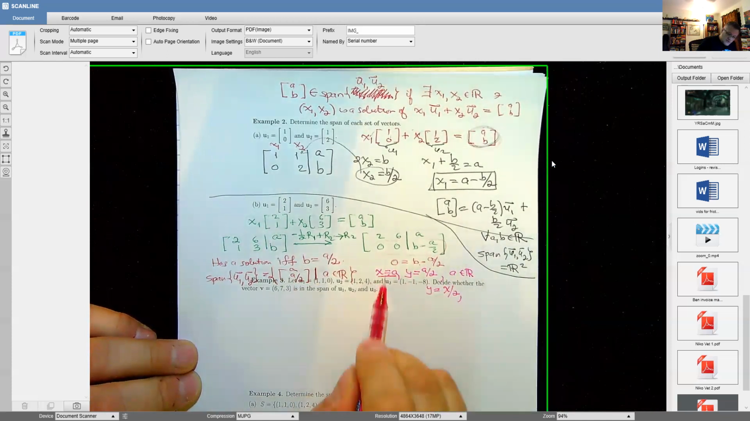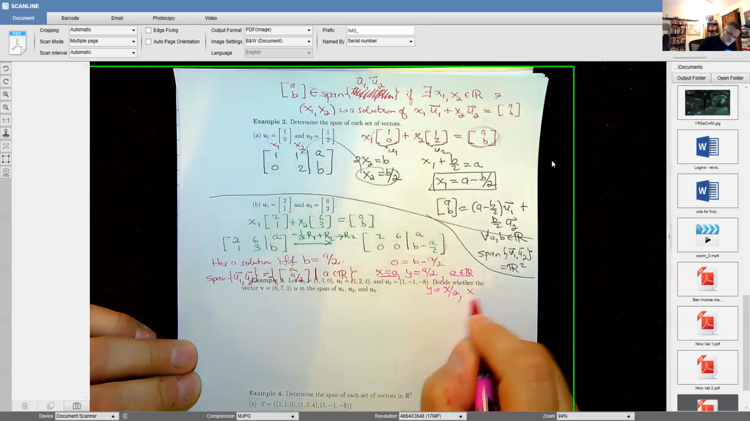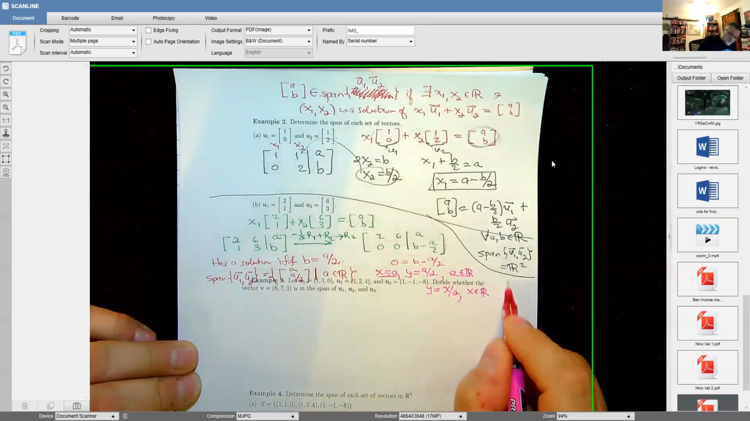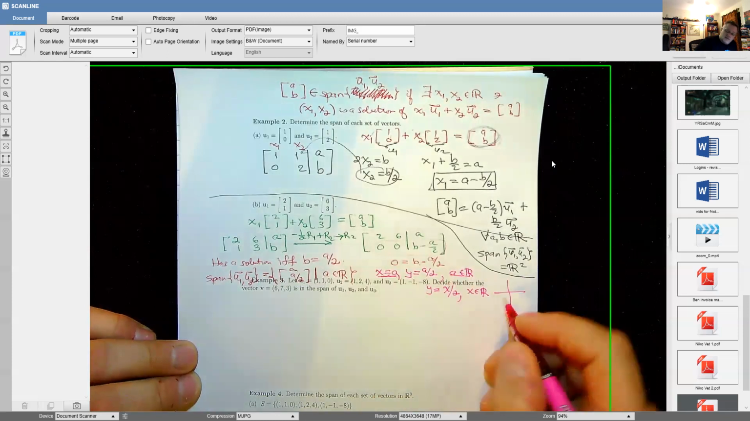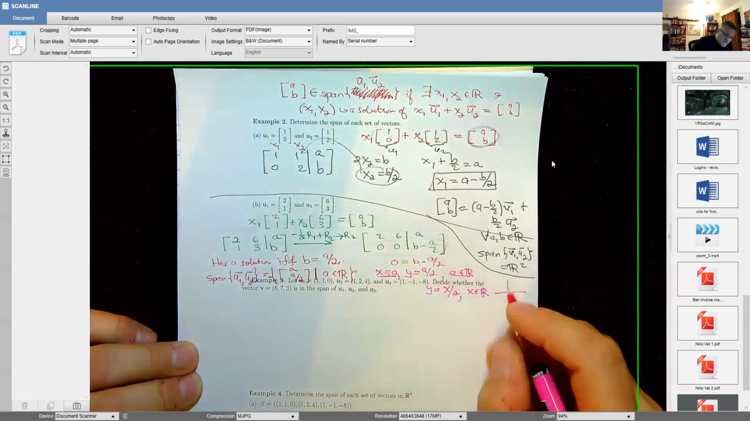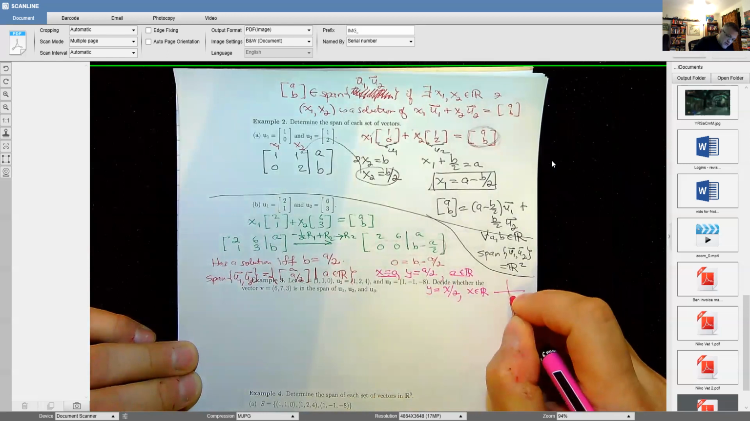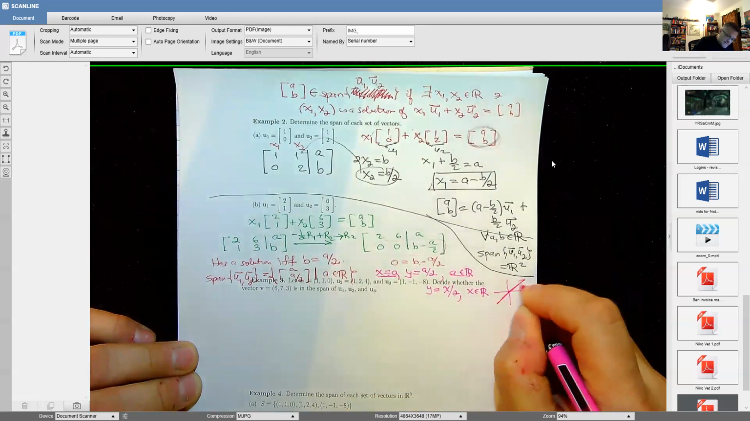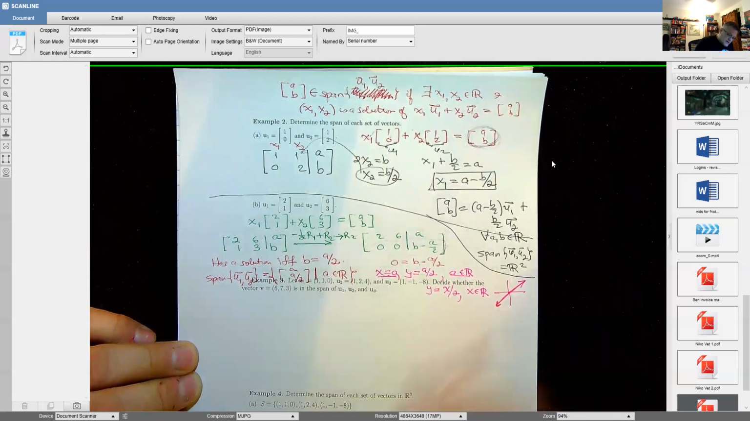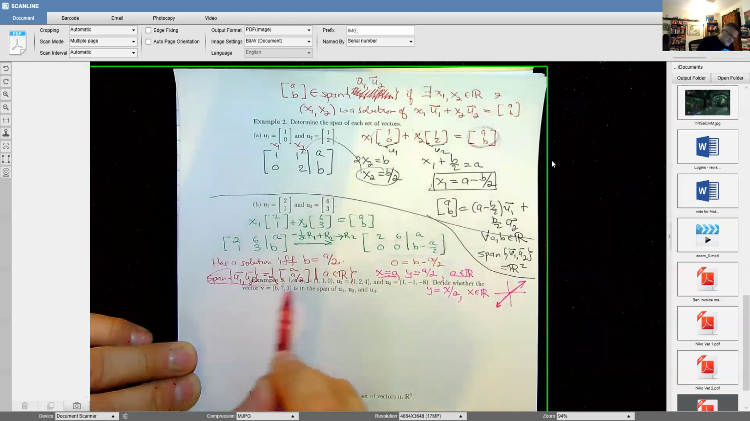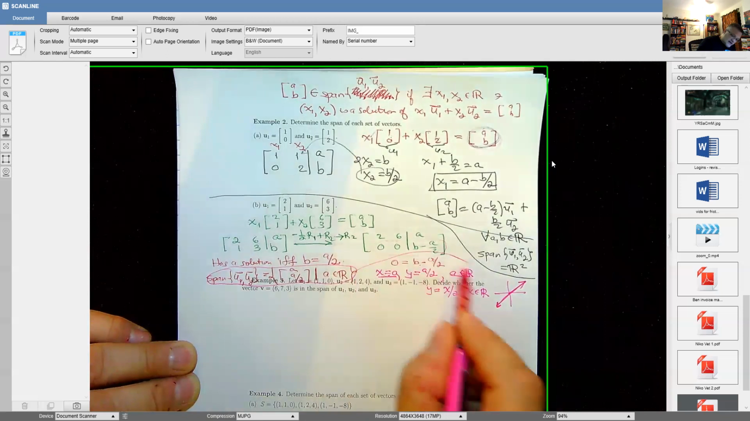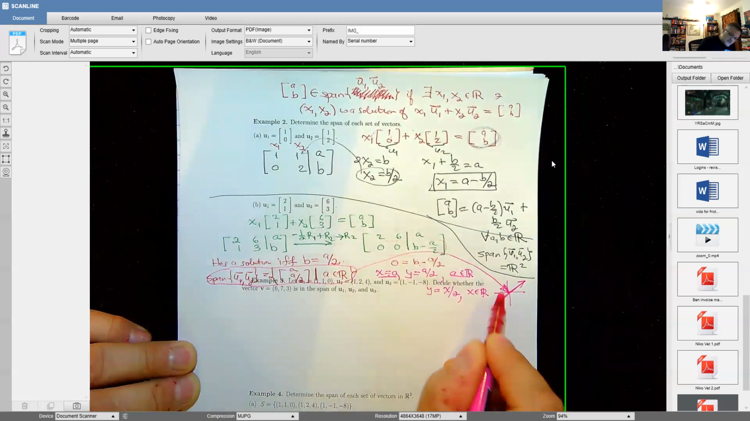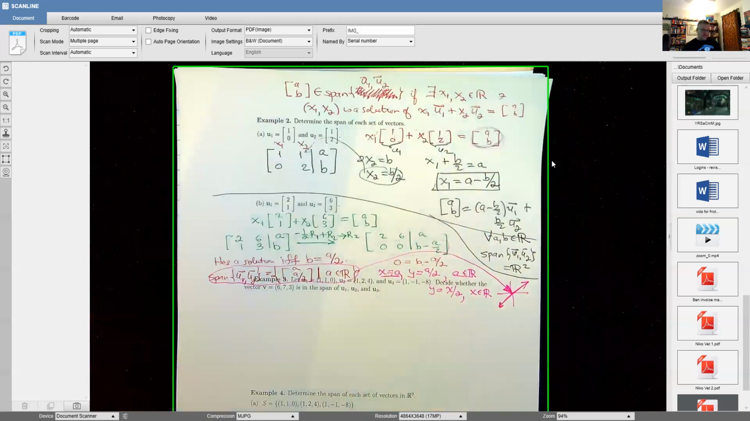And since x is equal to a and a was in R, x is in R, right? And so what that says is y equals x over 2 is a line with slope of half and y-intercept 0. And so here's this line, okay? So the span of these two vectors in R2 is in fact this line. It's not all of R2. You're just going to get this line in that case.